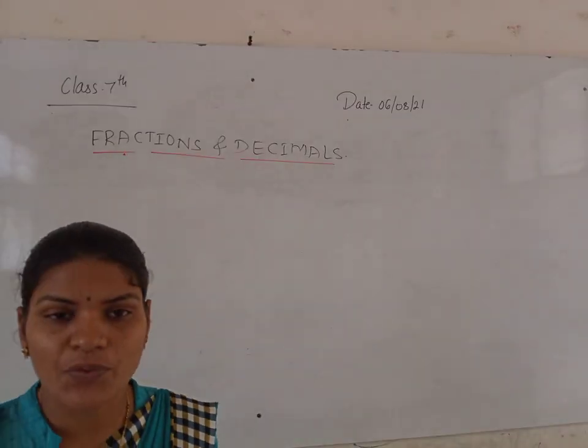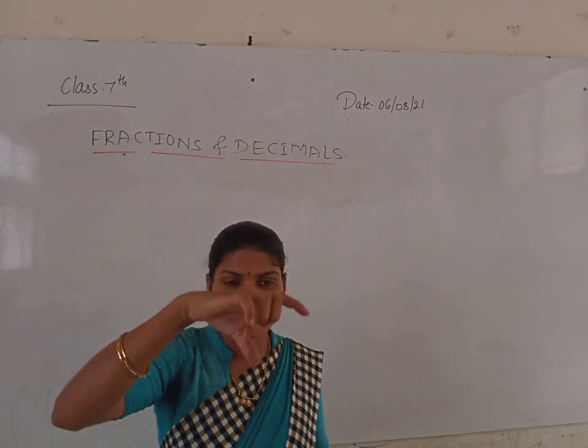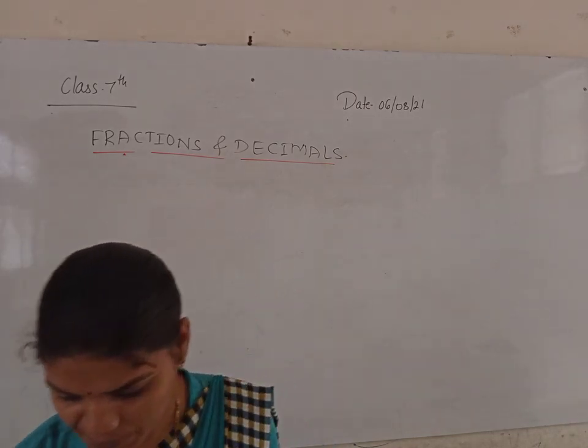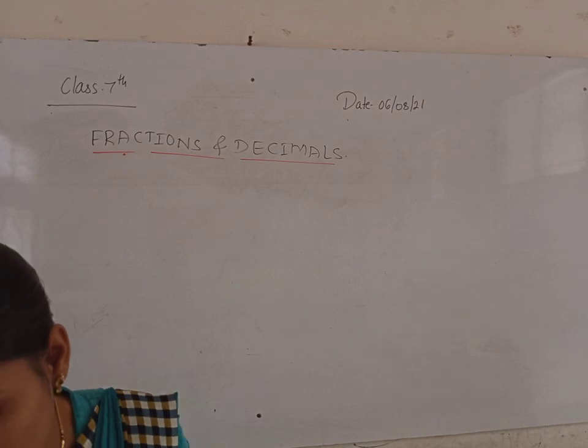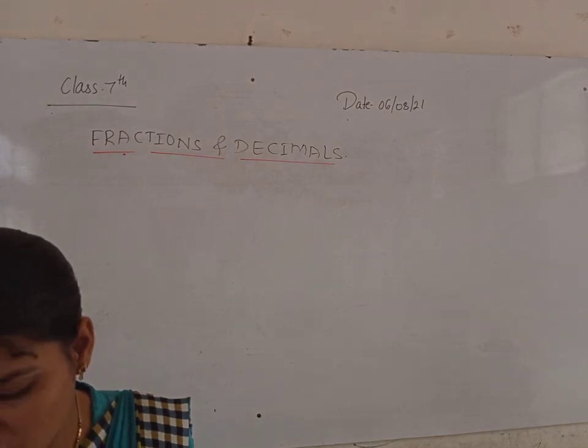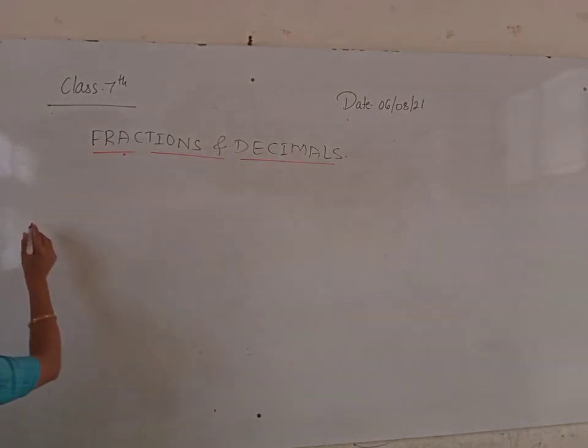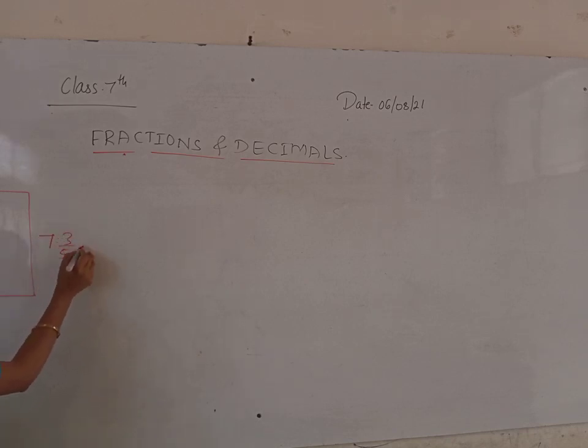So same way, Shalil wants to put a picture in a frame. It is one of the pictures he wants to put in a frame. The picture is 7 integer 3 by 5 centimeter wide. Yes. This is Shalil's picture. The picture is how much? 7 integer 3 by 5 centimeter width it is. Okay.